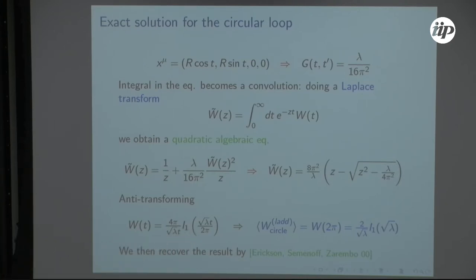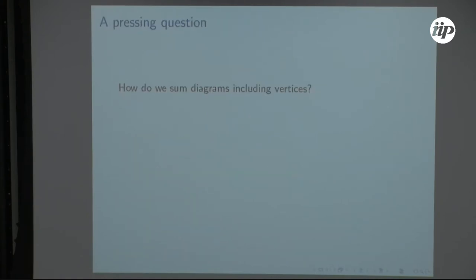This was done almost 20 years ago in this paper by Erickson, Semenov, and Sarembo. And they argue that this was the full story, that the interaction diagrams should not be taken into account. Okay, the pressing question that you were already asking is, how do we sum diagrams with vertices? Well, the simple answer to this question is that we don't do it at all.